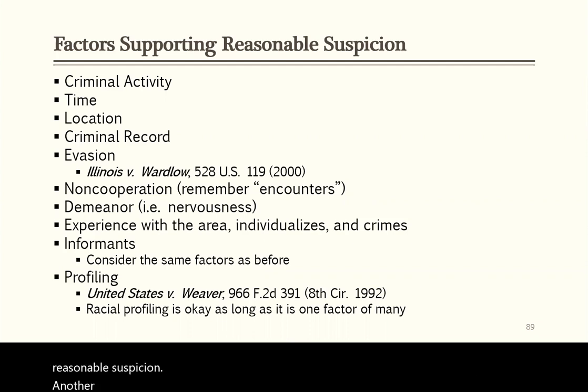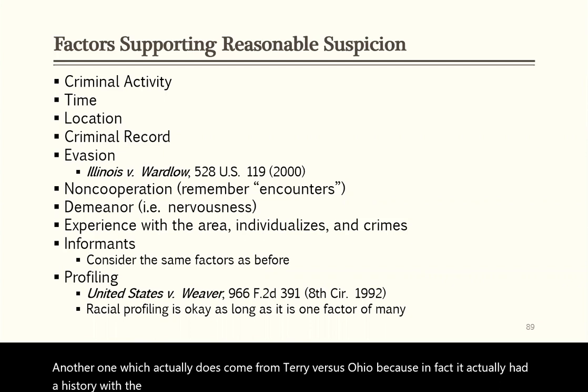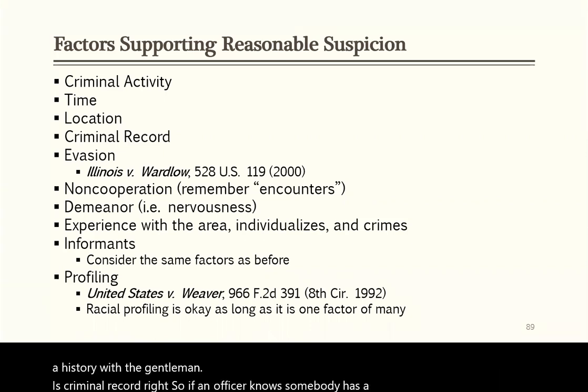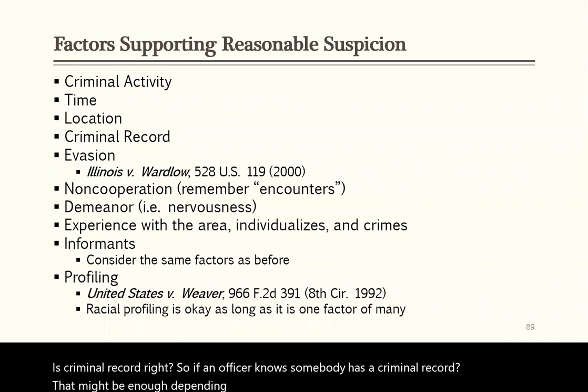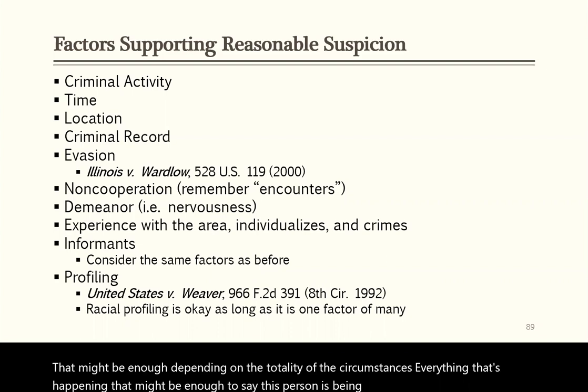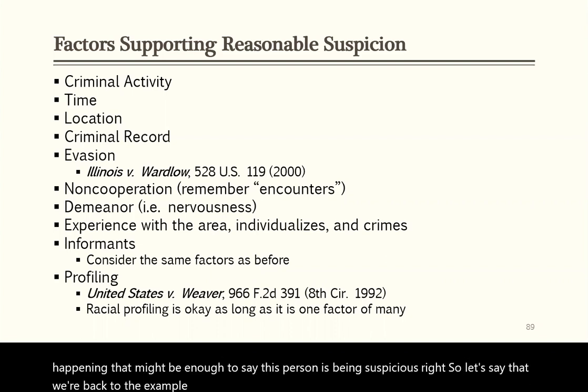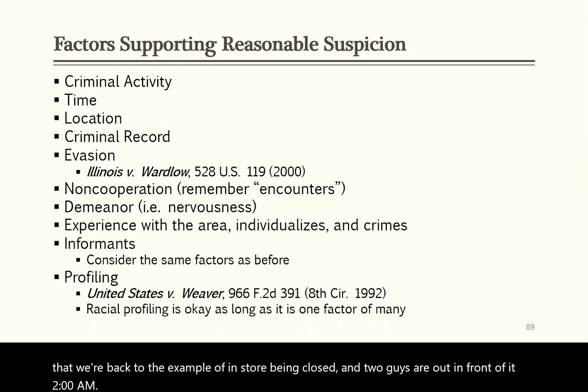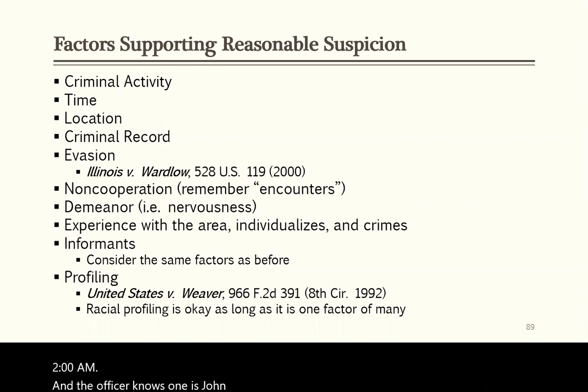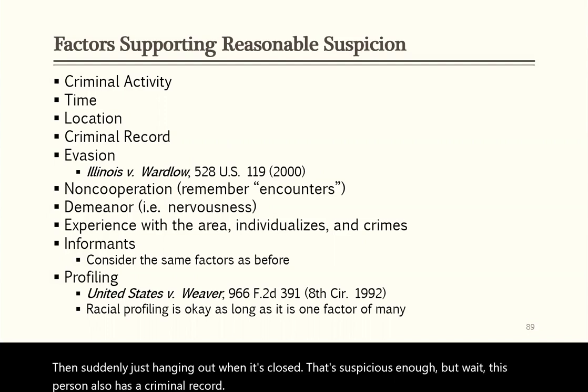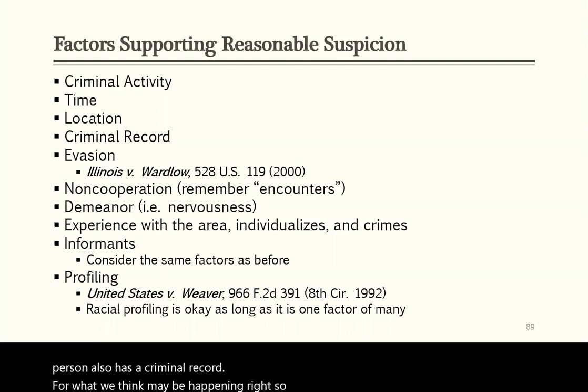Another one, which actually does come from Terry versus Ohio, because McFadden actually had a history with one of the gentlemen, is criminal record, right? If an officer knows somebody has a criminal record, that might be enough, depending on the totality of the circumstances, everything that's happening, to say this person is being suspicious. So let's go back to the example of the store being closed and two guys out in front of it at 2 a.m. The officer knows one is John Smith and knows that John Smith has been arrested for burglary four or five times. Well, then suddenly just hanging out when it's closed is suspicious enough, but wait, this person also has a criminal record for what we think may be happening. So again, the more of these factors we have, the better.